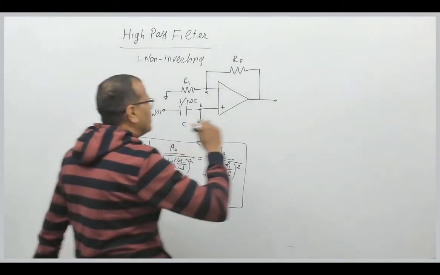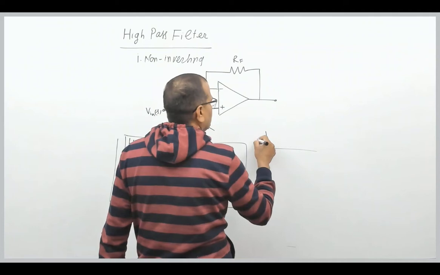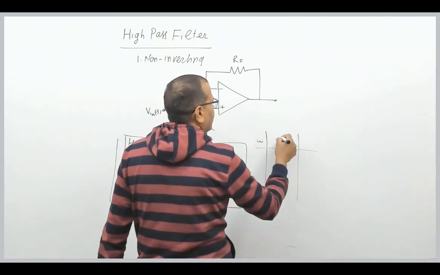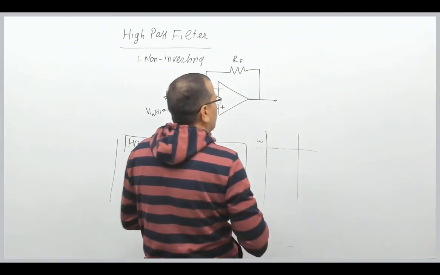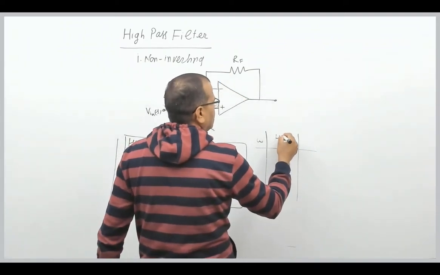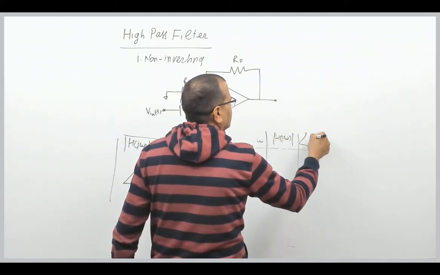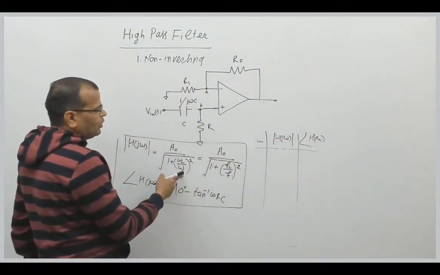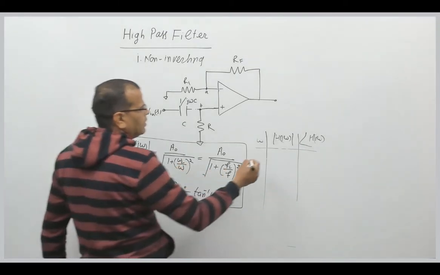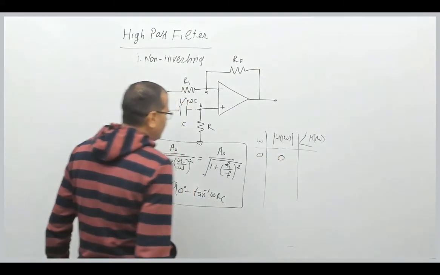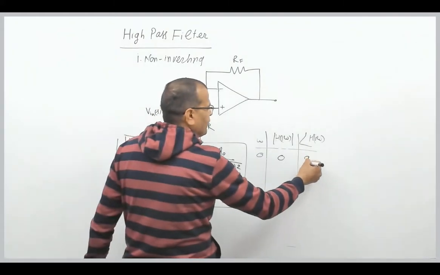So here I can draw a table. Suppose frequency is varied from 0 to infinity. This is the magnitude of the transfer function, this is the phase angle of the transfer function. So put omega equal to 0. When omega is 0, this becomes infinite, so when this is infinite, this is 0, right? But what about the phase angle? When you put omega equal to 0, this is 90 degree.